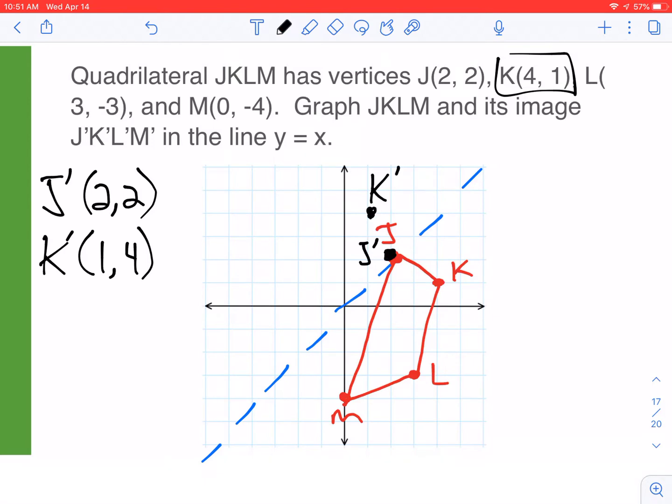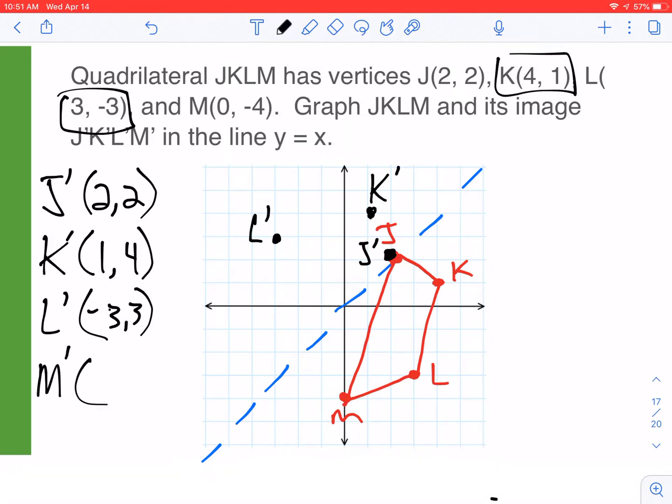There's K prime. Then I'm going to take L, which is 3, negative 3, and now that becomes negative 3, 3. So negative 3, 3. Here, that's L prime. And then last but not least, I'm going to flip-flop 0, negative 4 to become negative 4, 0. So 1, 2, 3, 4. And so that's M prime.